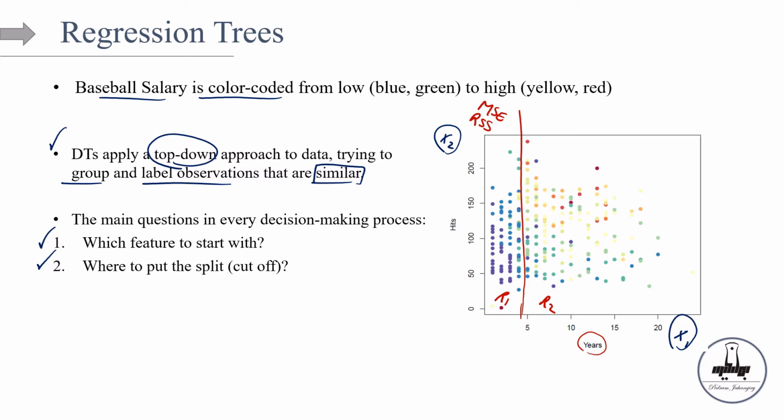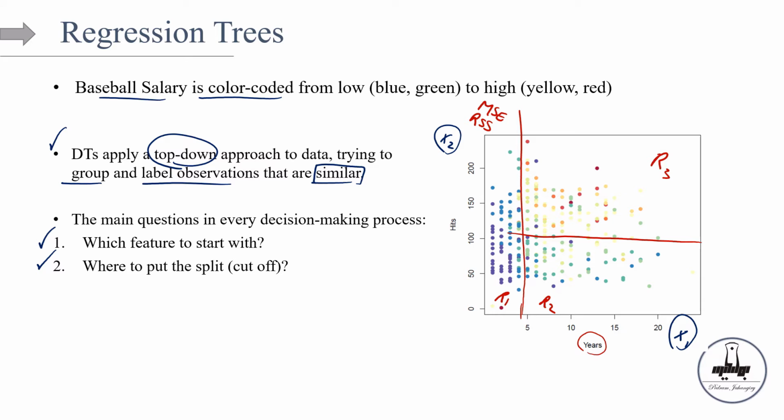Then I want you to focus on region number 2 and tell me what feature we should start with, years or hits? There you go, hits, right? Where do you put the split? Maybe somewhere around 100. Now you can say that observations in region 3 are more or less close to each other in terms of color, as in region number 2 and region number 1. We can go further down the tree, but just for the sake of argument, let's stop here and then try to interpret that, right?